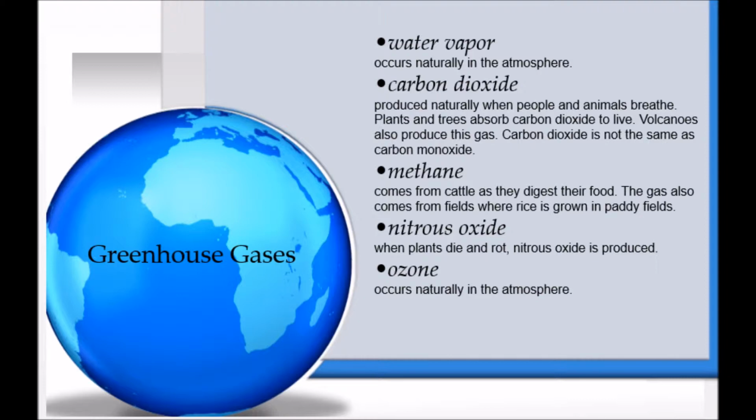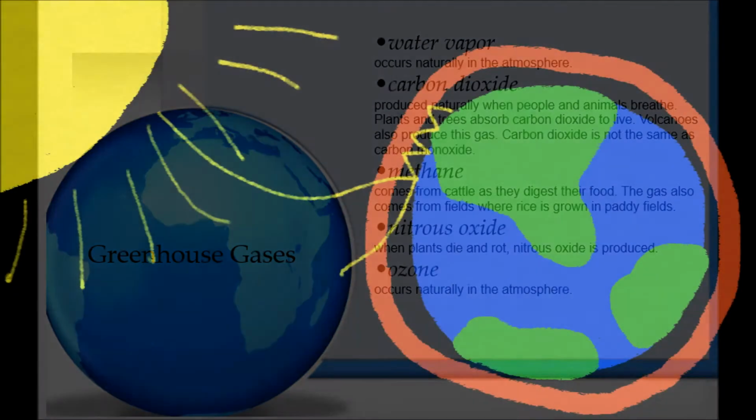Methane comes from cattle as they digest their food. The gas also comes from fields when rice is grown in paddy fields. Nitrous oxide is produced when plants die and rot. And ozone occurs naturally in the atmosphere.